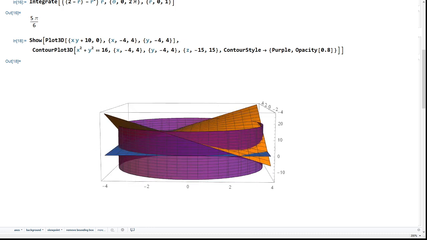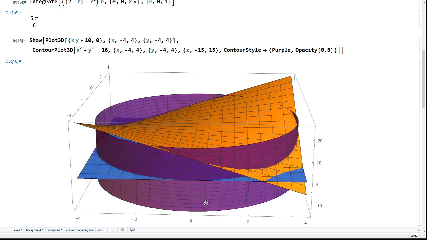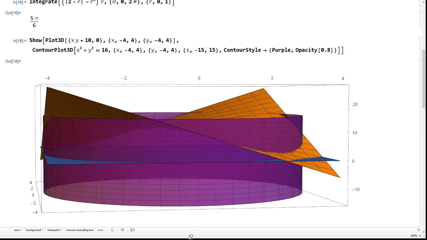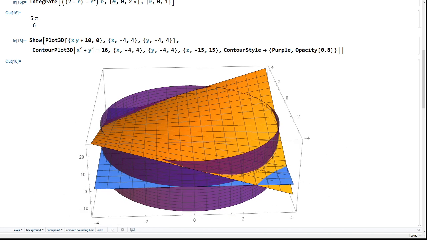which is great. So when I'm trying to find the volume of this and you do top minus bottom, it's always going to be xy plus 10 minus 0, because the bottom is always the xy plane here, right? Which is wonderful. So let's get to setting up our integral.